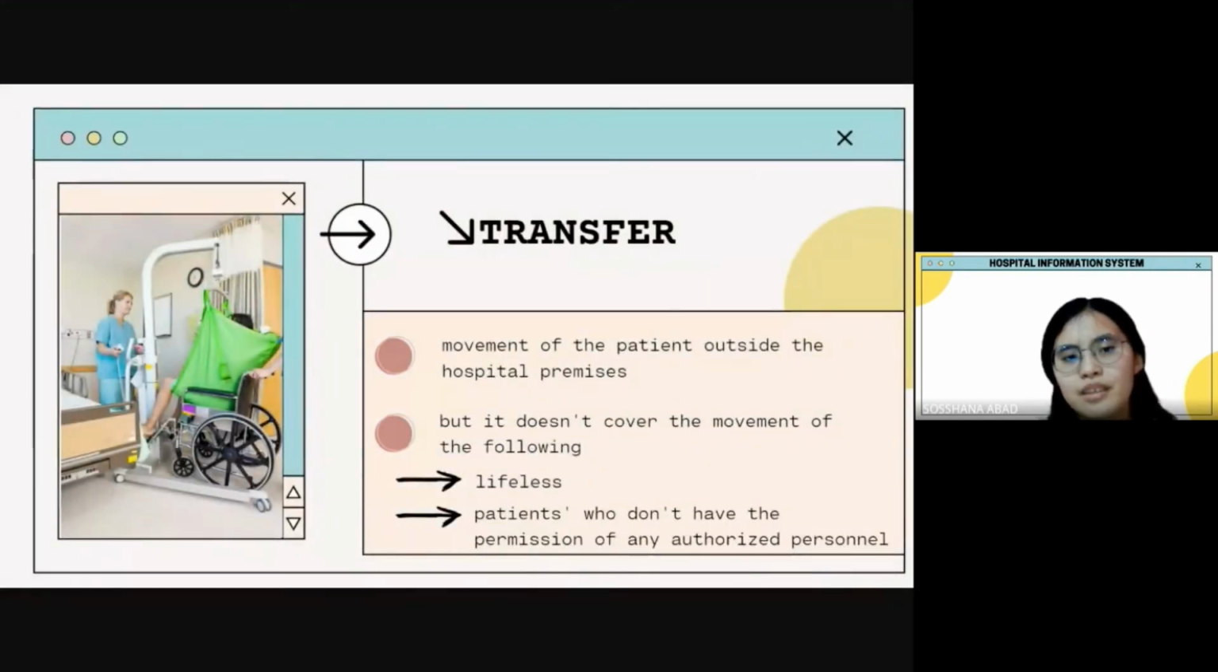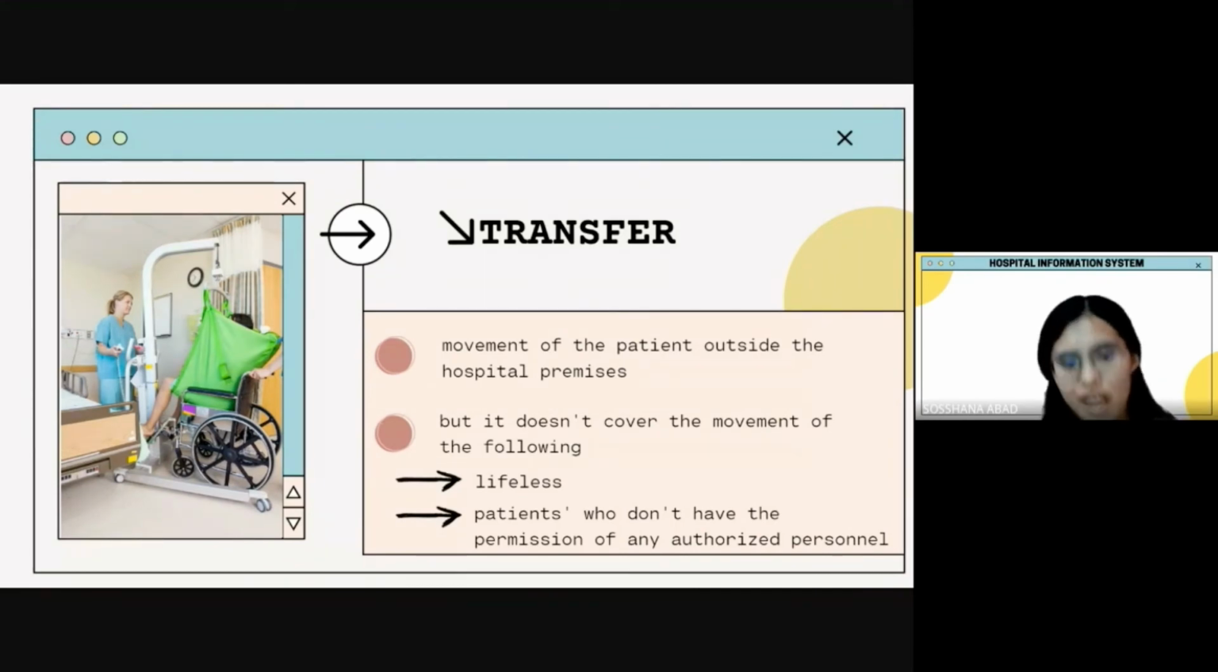Transfer is when a patient will be moved from the hospital to another hospital or from one section to another section. Like if a patient gave birth, of course, she will be in the delivery room. After she delivered the baby, the mother will be moved to her own room for her to rest and to recover, and the baby will be moved to the neonatal care unit. So there is a movement of the patient from the delivery room to the private room or to the neonatal care unit, so from one section to another section.